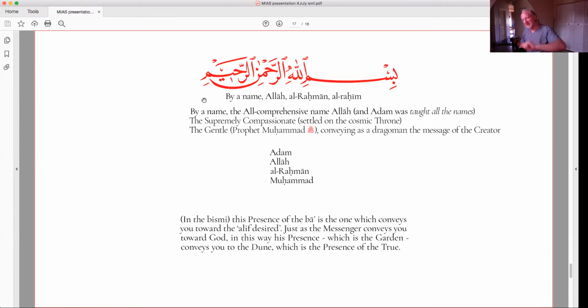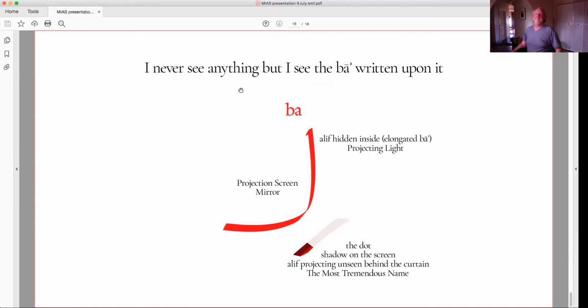And our message, the message of how all of this works and functions and why we are here and what we are doing, is conveyed to us by the Dragoman, by the Tarjuman, Ar-Rahim, the gentle Muhammad sallallahu alaihi wasallam. And so there's, I never see anything, but I see the Ba written upon it. So we have Abu Madian saying, I never see anything, but I see the Ba written upon it. In other words, he's saying, everything I look at, I see this story of the Ba.